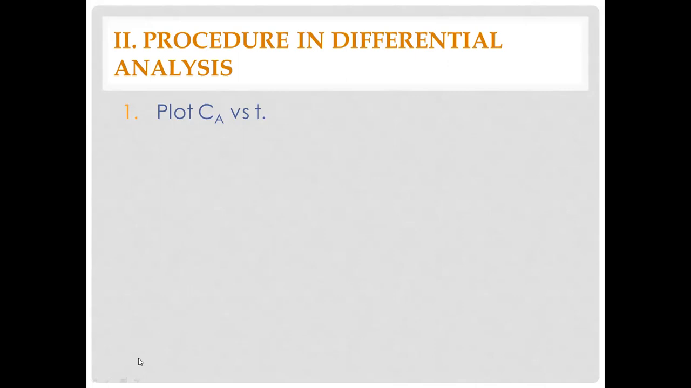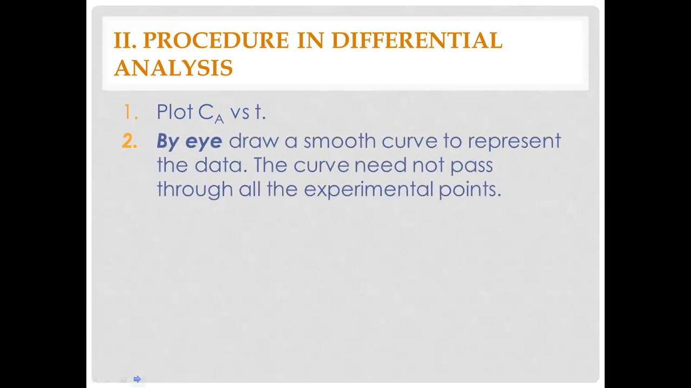You could see on your slide the first thing that you're going to do, given the pair of concentration and time data. For example, the problem gives you something like this. You have C sub A and you have t. So what you're going to do, you plot C sub A versus t. Okay, then what you do next is this. Then by eye or by hand, you have to draw a smooth curve to represent your data.